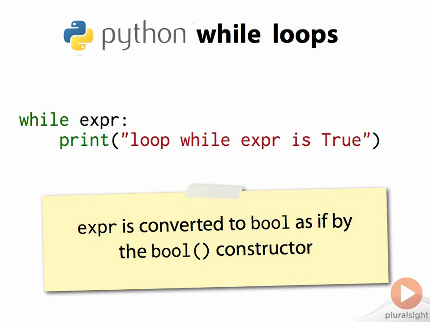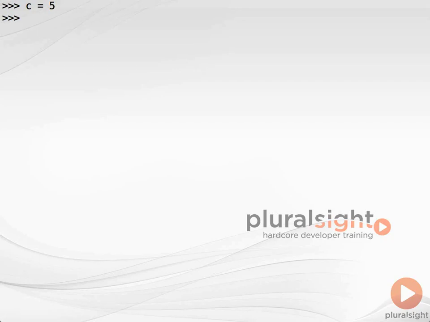As with the condition for if statements, the expression is implicitly converted to a Boolean value, as if it had been passed to the bool constructor. The while statement is terminated by a colon because it introduces a new block. Let's write a while loop at the REPL which counts down from 5 to 1. We'll initialize a counter variable called c to 5 and keep looping until we reach 0.